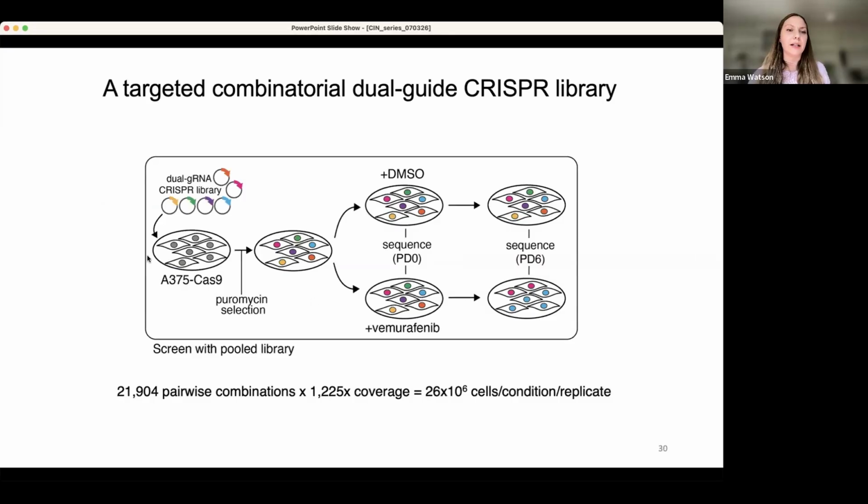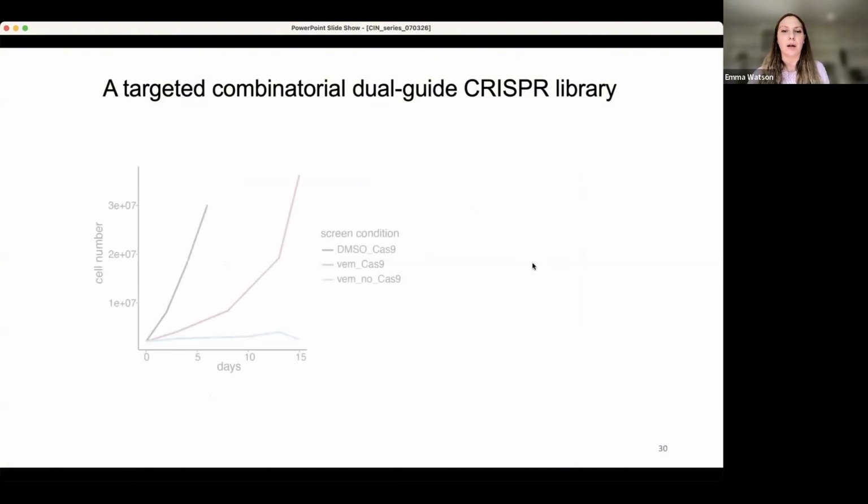So we infected A375 Cas9 expressing cells with this dual guide CRISPR library. After puromycin selection, we split these cells up into DMSO only or vemurafenib treated arms, and then we compared the populations at each time point.